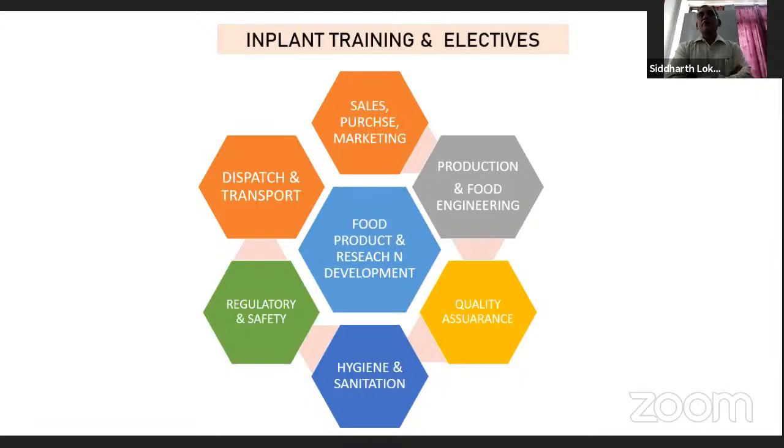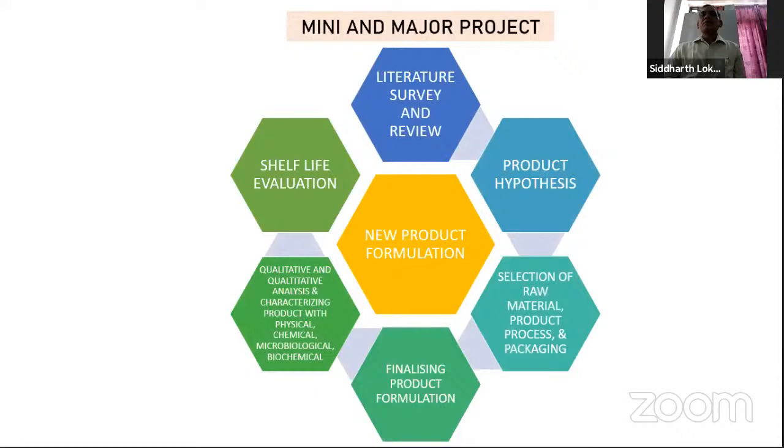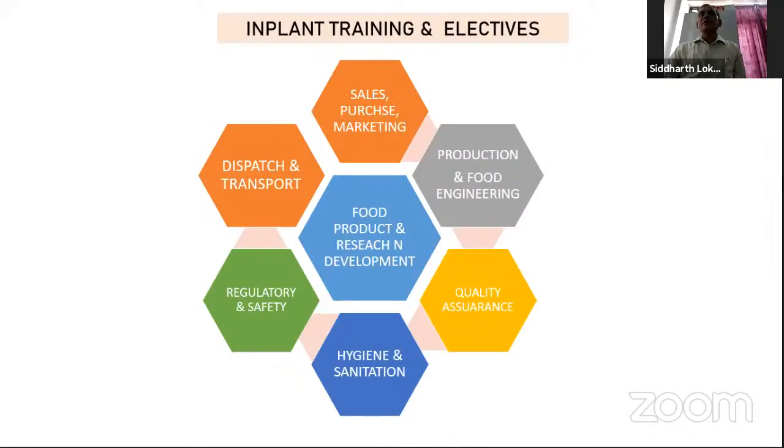So for industrial training, you have to prepare a very good plan. You have to start your training with sales and purchase, marketing, production, engineering, then quality assurance, and associated with quality assurance, hygiene and sanitation, and the importance of GMP or GLP. Keep continuous touch with the regulatory and safety aspects till the product is dispatched, up to the transportation.